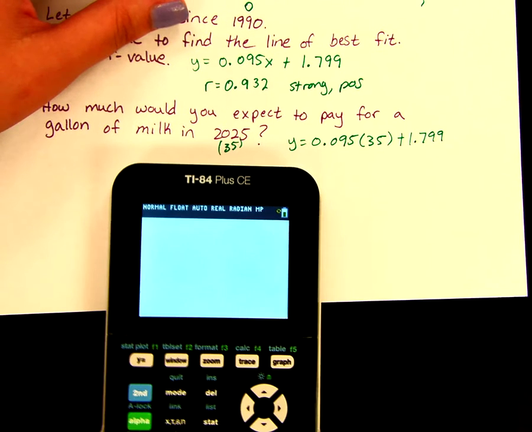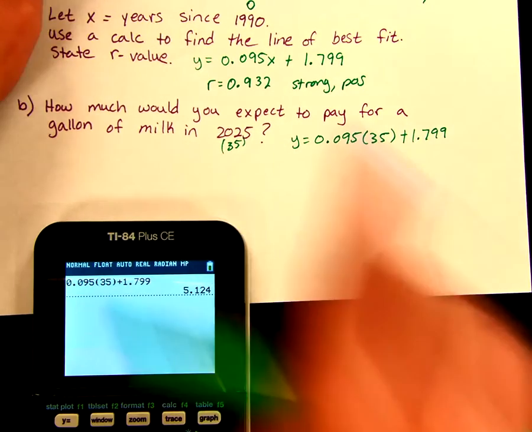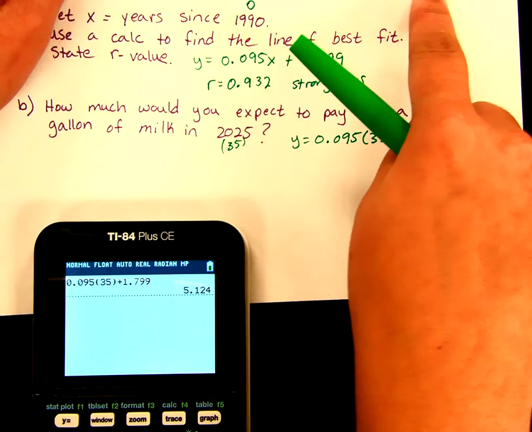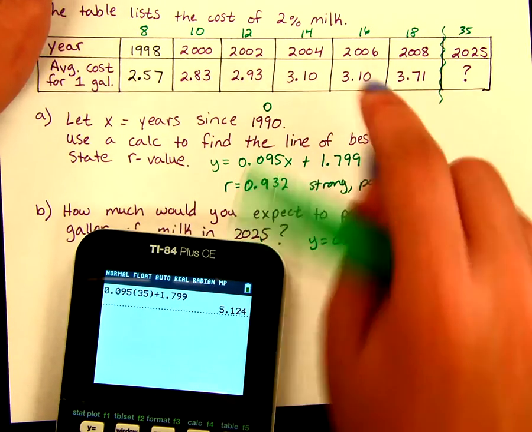So clear, and then 0.095 times, so I'm going to use parentheses this time, but you can also just use your times button, plus 1.799. Enter. And again, because these are rounded to 2 decimal places, that's where we're going to round our answer to.